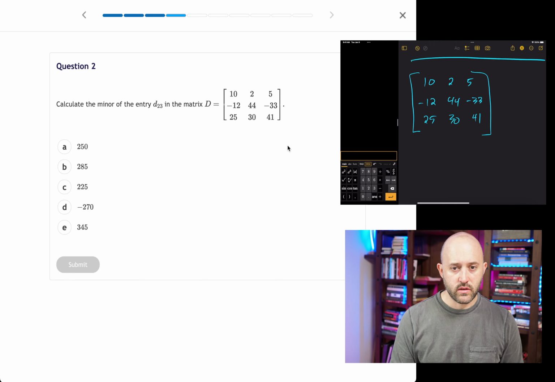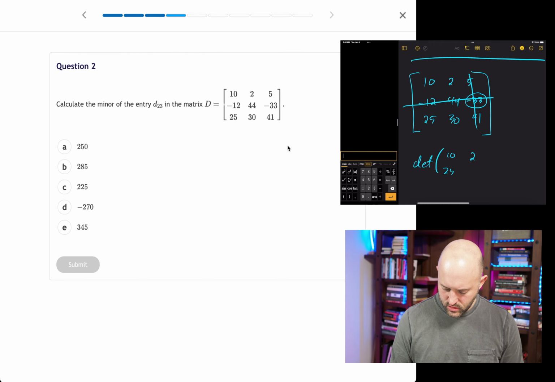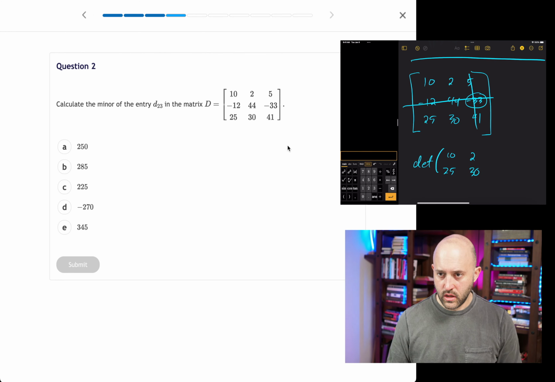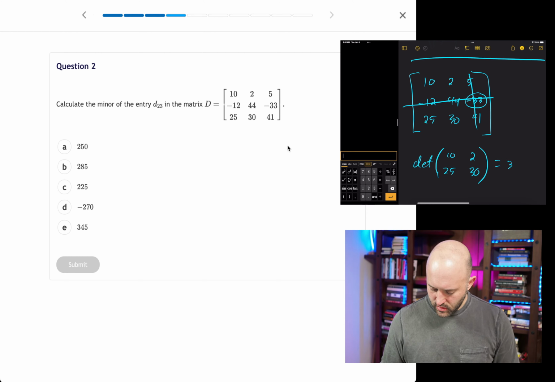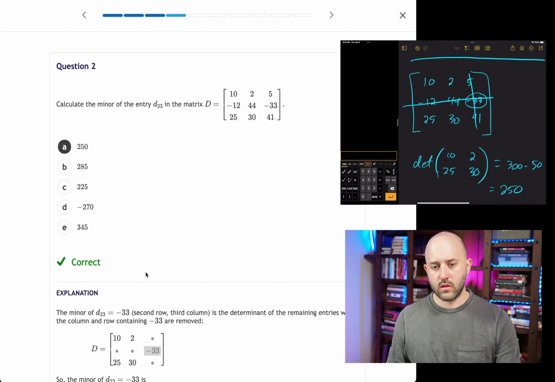So the minor of D23 is row 2, 3, this guy, which means that guy and that guy are gone. So we're looking for the determinant of 10, 25, 30. So it'll be 300 minus 50, 250. Correct.